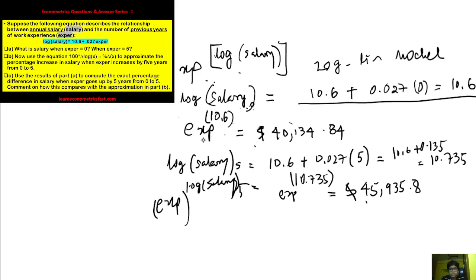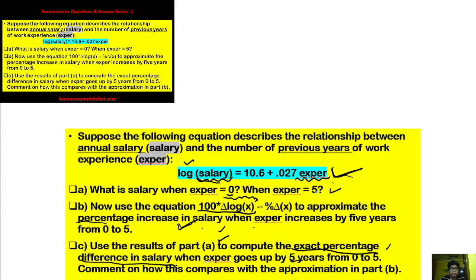So you can see that with zero experience, the salary is predicted as $40,134, and with 5 years of experience it is $45,935.8. Now question B: we use the equation that the percentage increase in salary is the percentage change in log of x, times 100.